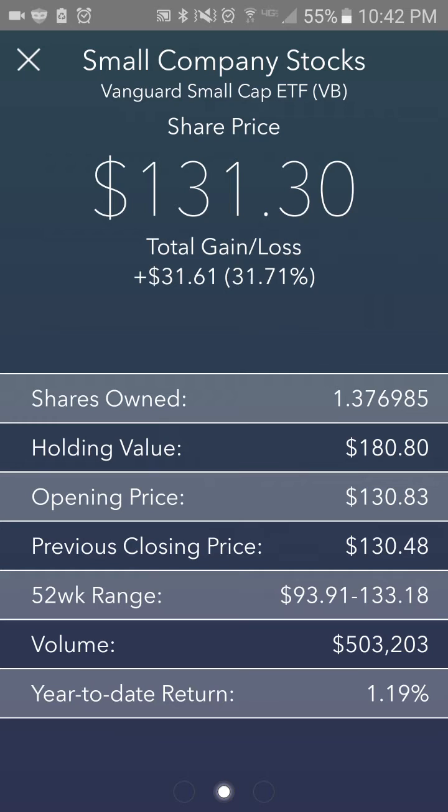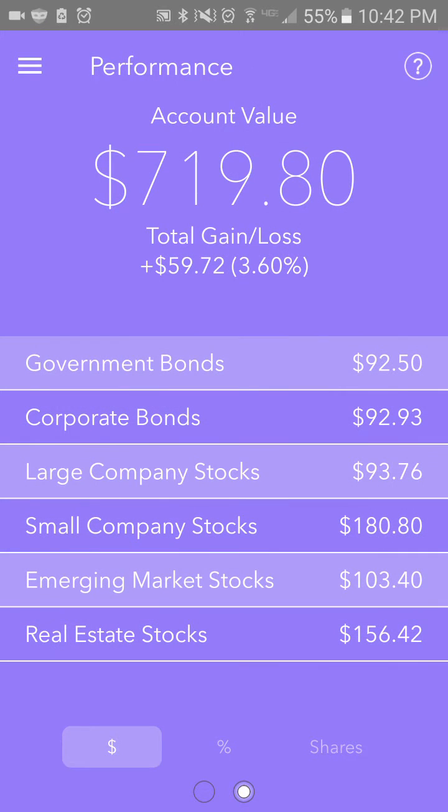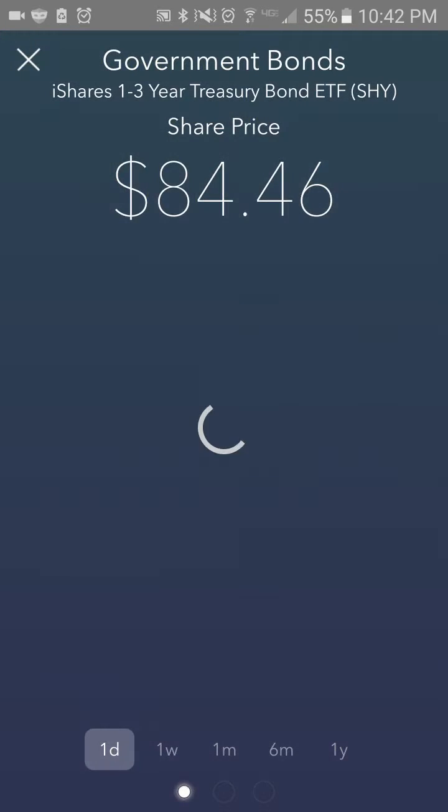52-week range, 93 at the lowest and 133 at the height. And my year-to-date return on it is 1.19%. So that's all just with this ETF inside one of these six options here. Now I could go to my smallest one, which is government bonds.